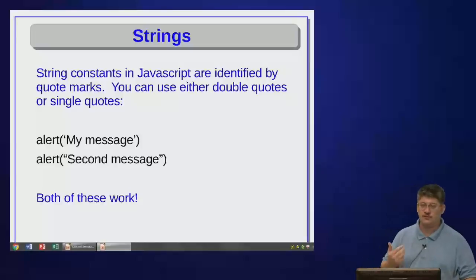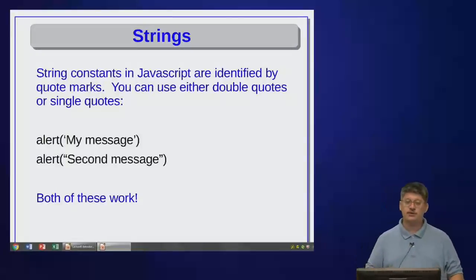So you can actually use two different kinds of quotes in JavaScript. You can use single quotes, or you can use double quotes. Either one will work. So I can say alert single quote my message, or alert double quote second message, and both of these will print.